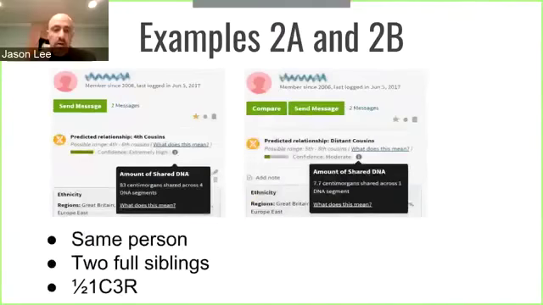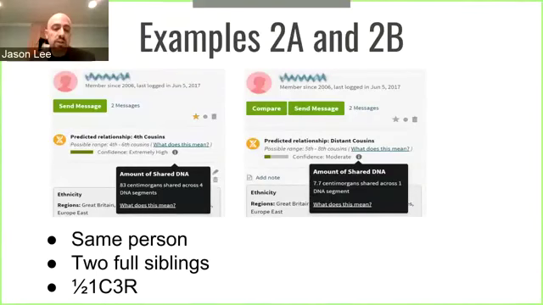So then we move on and we look at what the actual relationship is in this case. This is actually the same person being compared against two full siblings. So example 2A is cousin Cheryl compared to me, and example 2B is cousin Cheryl compared to my full sister, and yet we have this huge range. Sometimes you get extreme results, and it's important to keep that in mind.